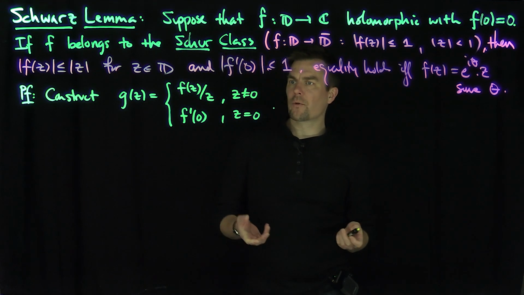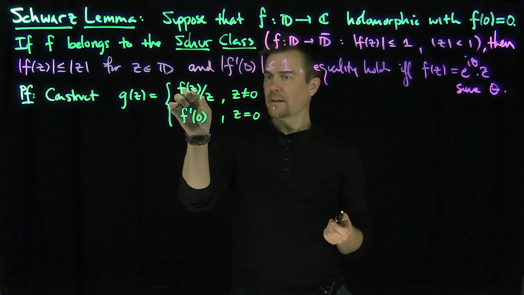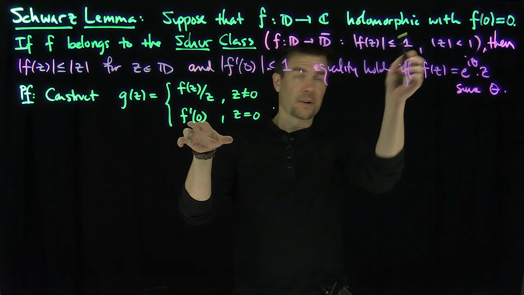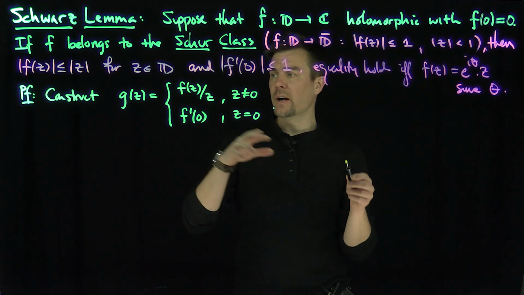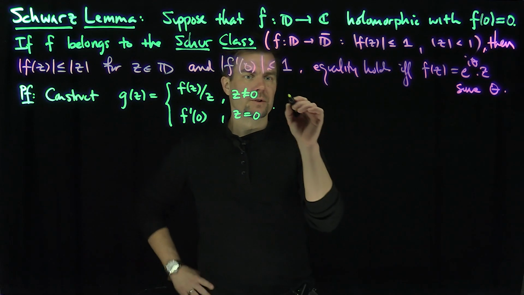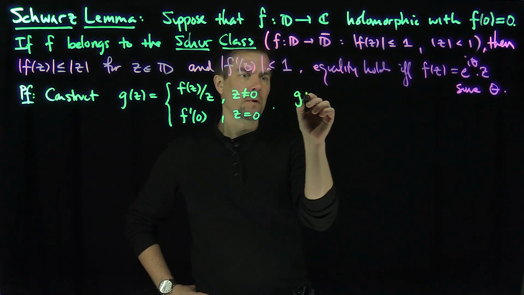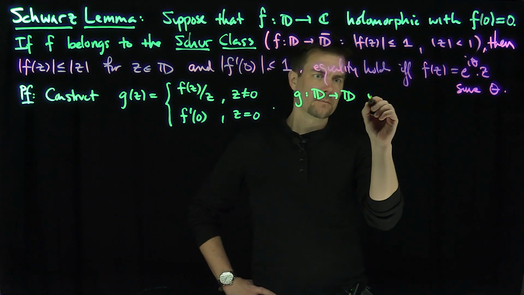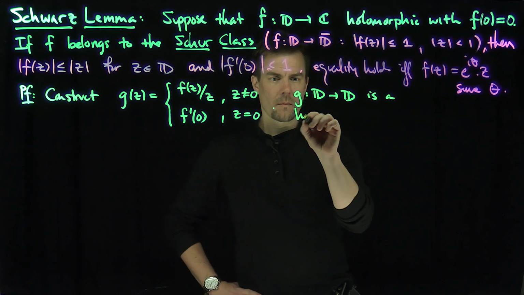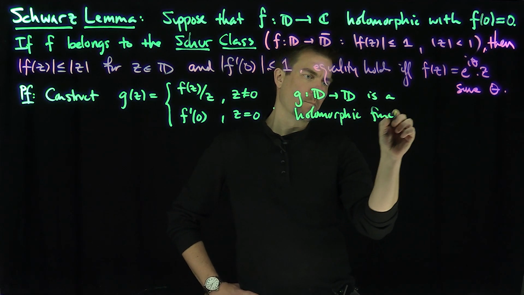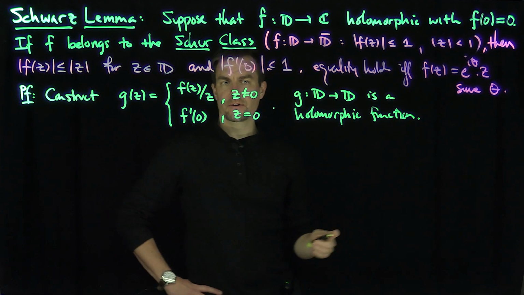Now this function g, of course, has a removable singularity at 0, right? And in particular, the limit existing, f being holomorphic at 0, implies that this exists and is continuous, right? So by Morera's theorem, I know that this is going to be a holomorphic function. So this function g maps D into D, and is a holomorphic function. Beautiful.